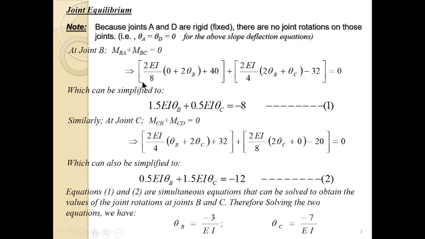This is the moment equation we derive for MBA, and this is the moment equation we derive for MBC. You equate them to 0. Now, if you simplify, remember this place is 0 because it's theta A. Theta D does not even come into this equation. So the two unknowns here are theta B and theta C. If you simplify that equation, this is what we have: 1.5 EI theta B plus 0.5 EI theta C equals minus 8. Call that equation 1.